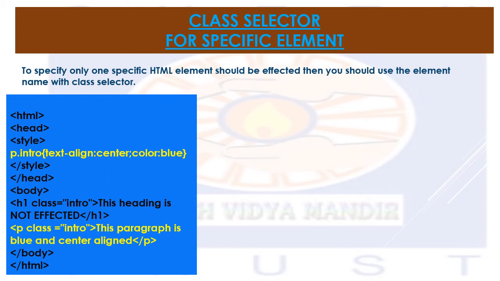Here again you can see the HTML head and style tag. Here I have given p.intro. It is a dot again, and p means this is the paragraph tag. I want this particular CSS to be applied only to that paragraph. That is why I am giving the tag name here along with the selector. You can see that the selector is paragraph.